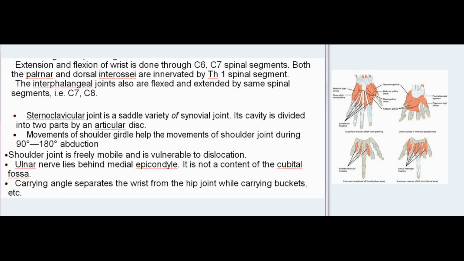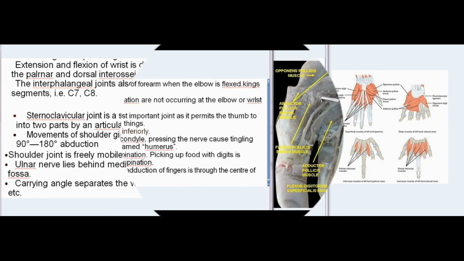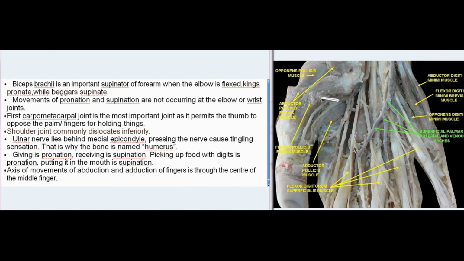Biceps brachii is an important supinator of forearm when the elbow is flexed. Kings pronate while beggars supinate. Movements of pronation and supination do not occur at the elbow or wrist joints. First carpometacarpal joint is the most important joint as it permits the thumb to oppose the palm/fingers for holding things. Shoulder joint commonly dislocates inferiorly. Ulnar nerve lies behind medial epicondyle, pressing the nerve causes tingling sensation.